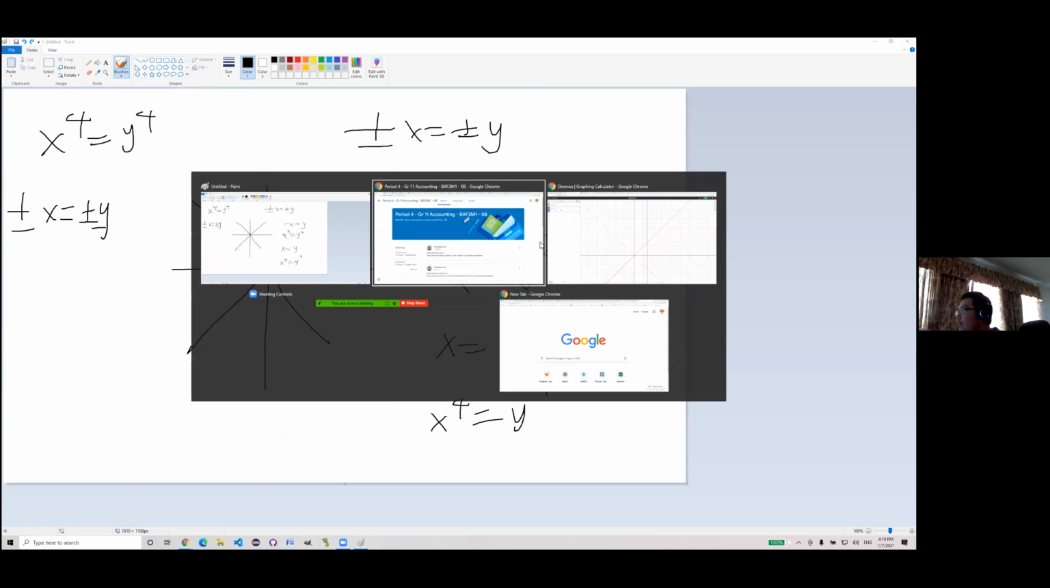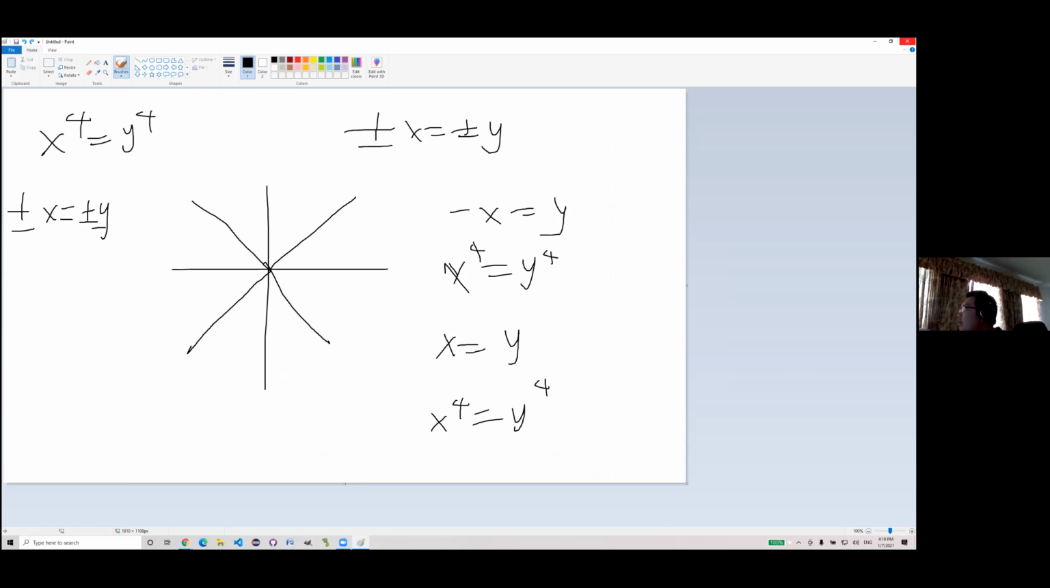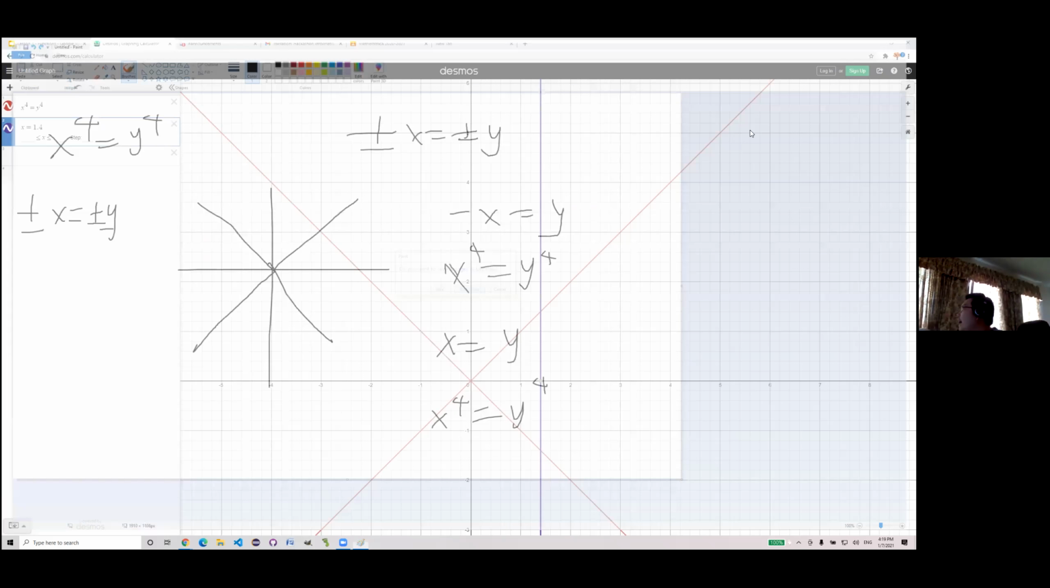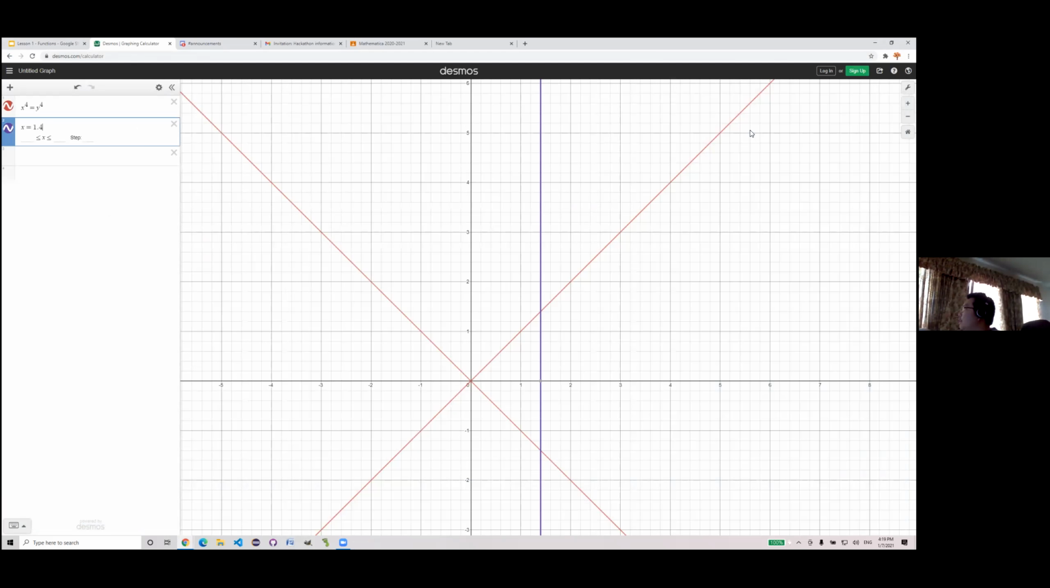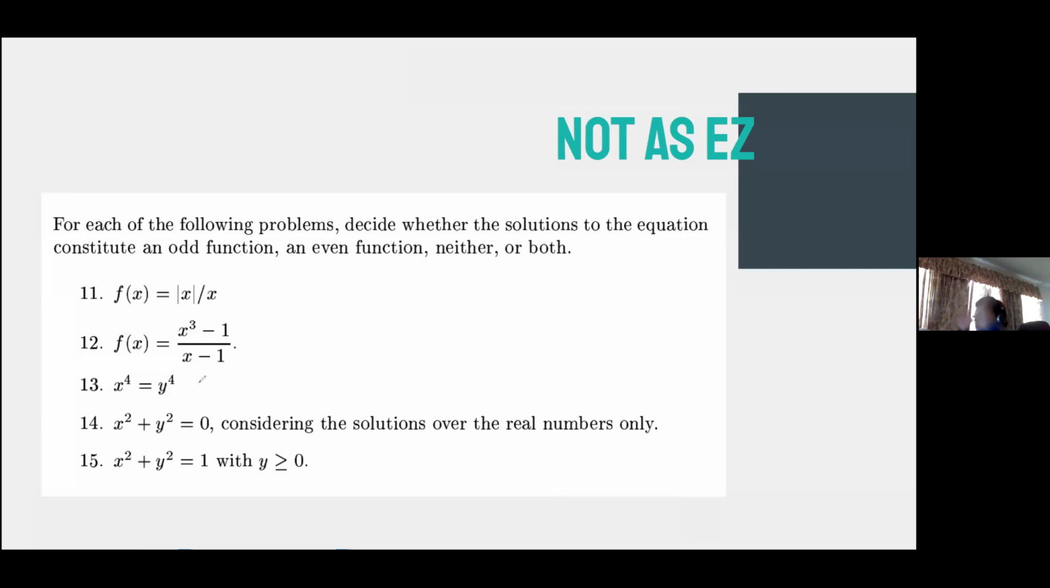That's insane, right? And it's really hard to see that if you're just noticing it and being like, okay, here's x squared equals y squared. Let's just brute force it. So now that we know that, we can say, is this neither or both? Well, this is actually neither, because it's not even a function.